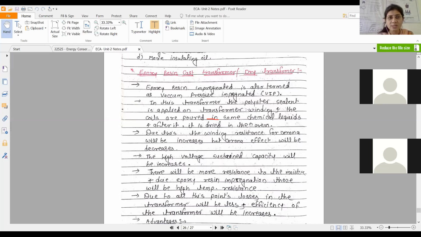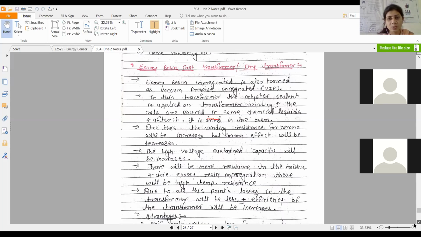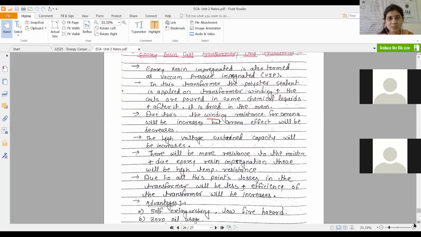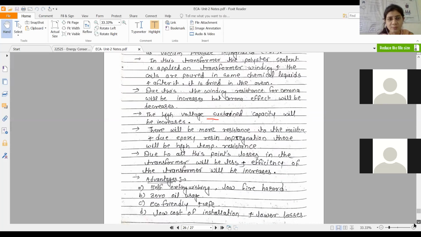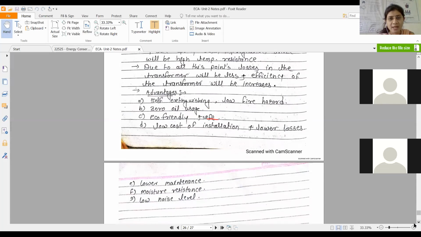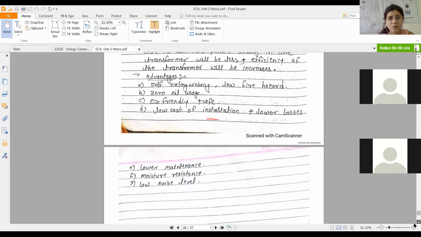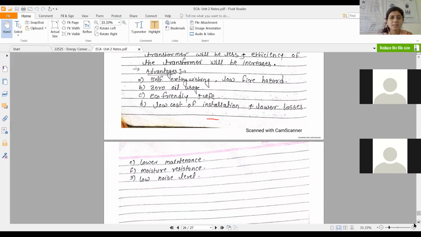Okay, so अशा प्रकारे हे epoxy resin transformer असतं and we can say this is the dry type transformer. Okay, so therefore we can say this type of transformer is the energy efficient transformer. After that, advantages of this transformer, it is the self extinguish and low fire hazard.